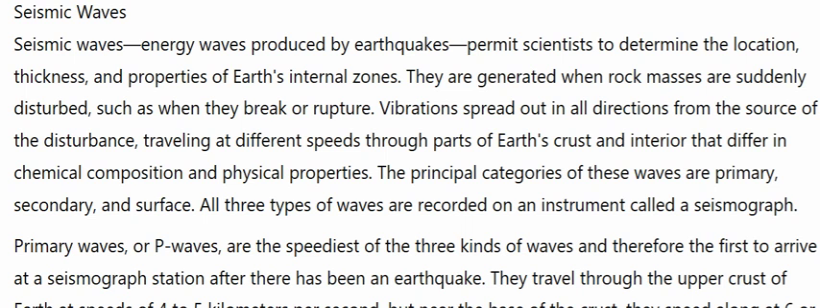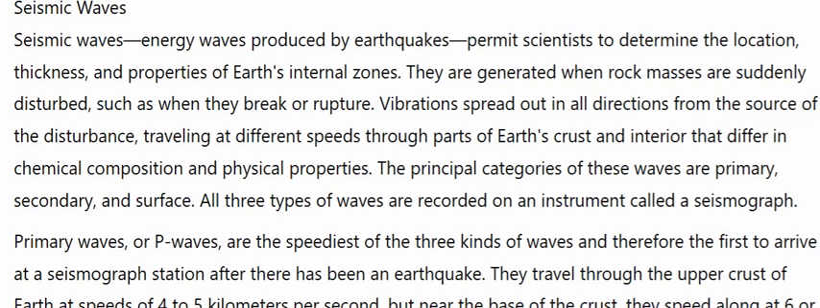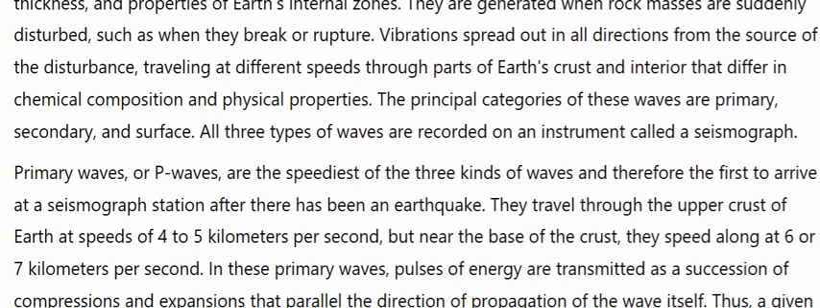The principal categories of these waves are primary, secondary, and surface. All three types of waves are recorded on an instrument called a seismograph. Primary waves, or P waves, are the speediest of the three kinds of waves, and therefore the first to arrive at a seismograph station after there has been an earthquake.